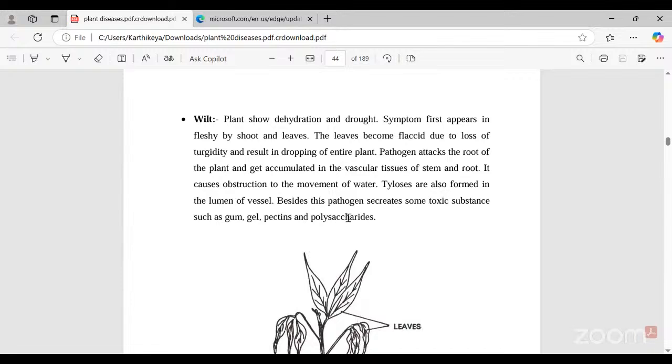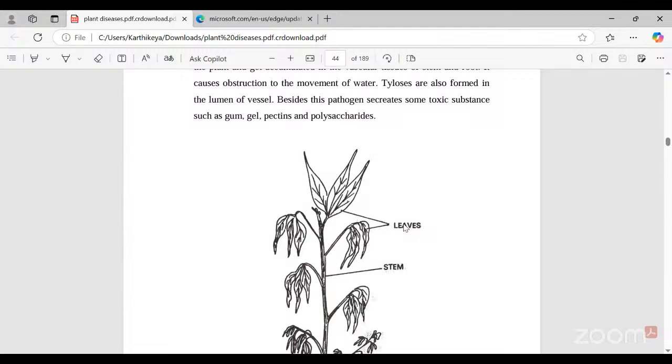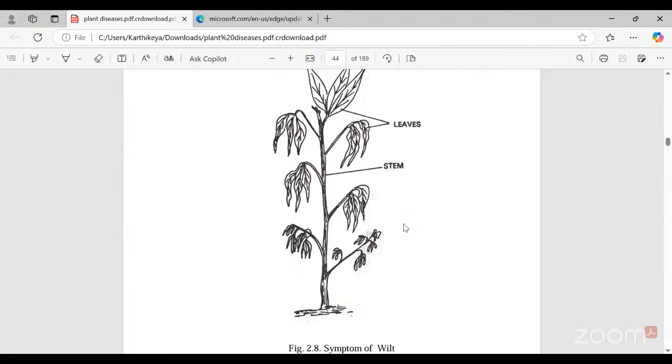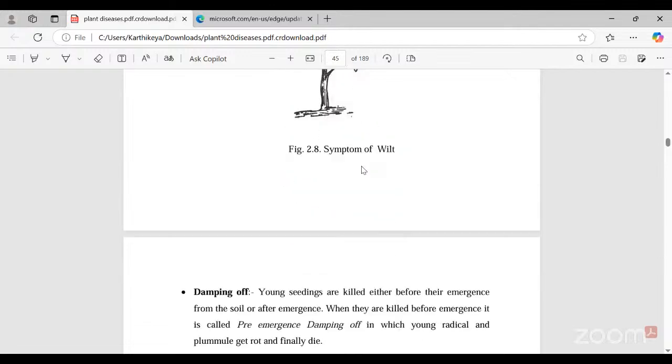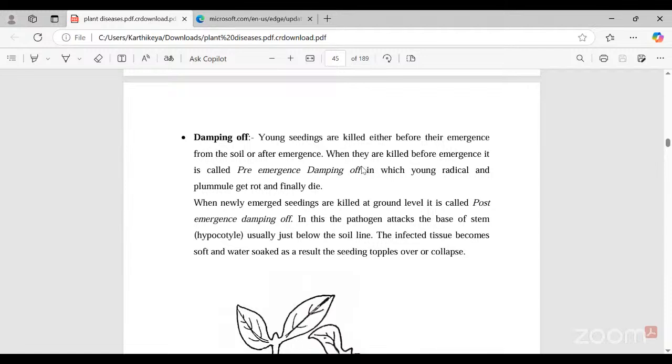Tyloses are also formed in the lumen of the vessel. Besides this, the pathogen creates some toxic substances such as gum, gel, pectic substances and polysaccharides. This is a symptom of wilt disease. This is a stem, and after the disease the leaves wilt and fall.